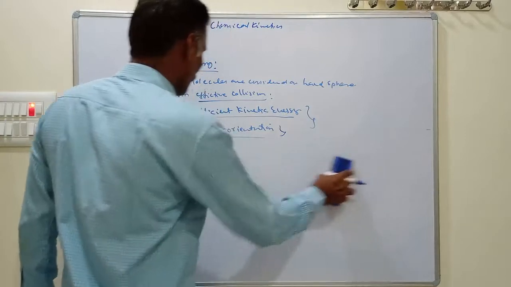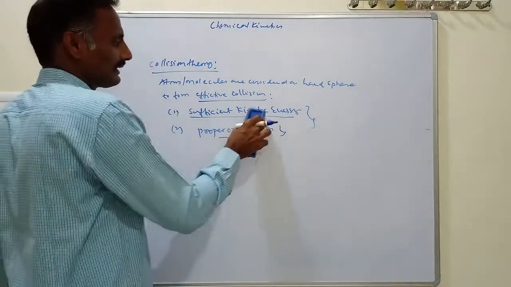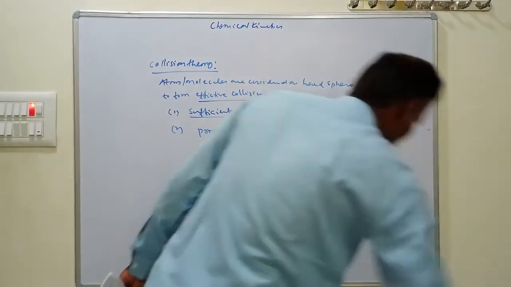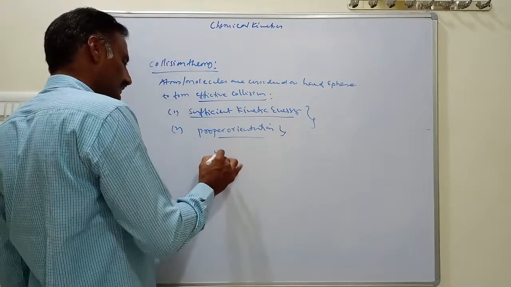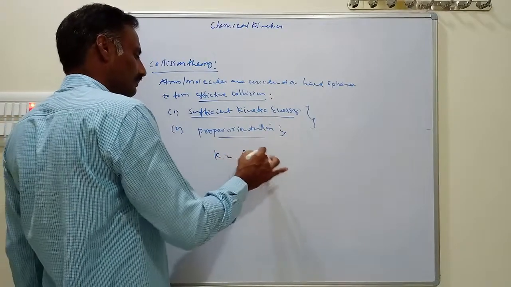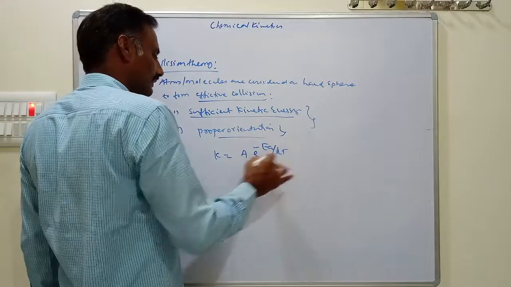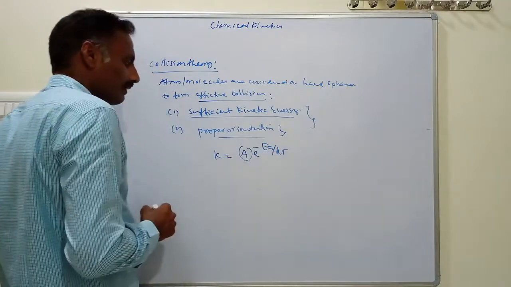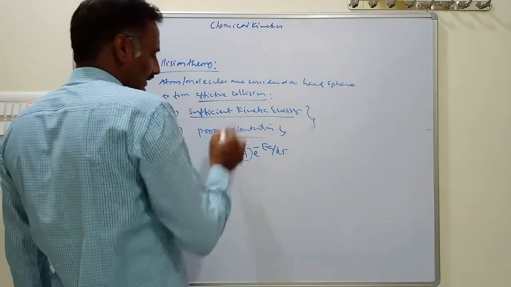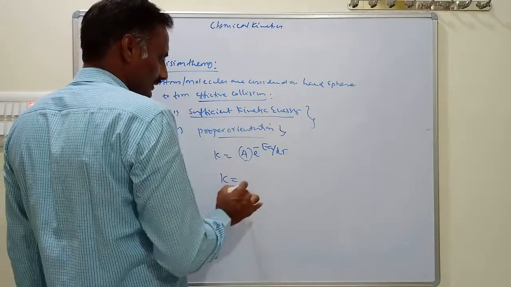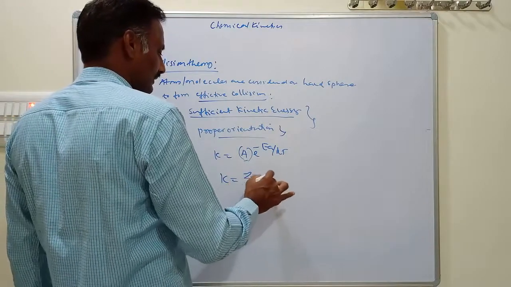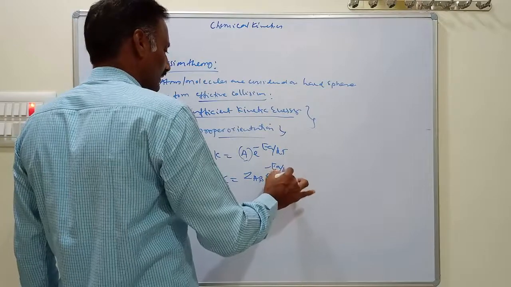Proper orientation and sufficient kinetic energy correspond to the Arrhenius equation, k equals A times e to the power minus Ea by RT, where A is the Arrhenius factor. According to collision theory, k equals Z times AB, e to the power minus Ea by RT.